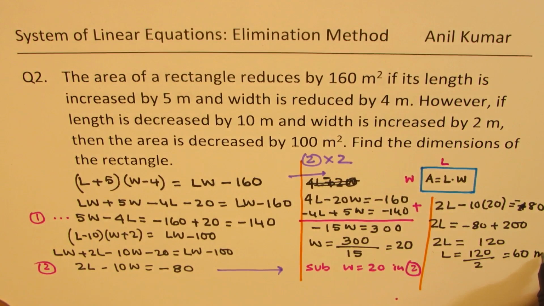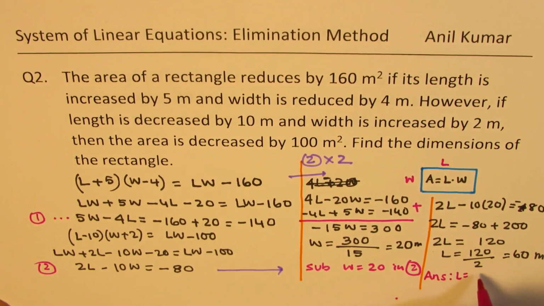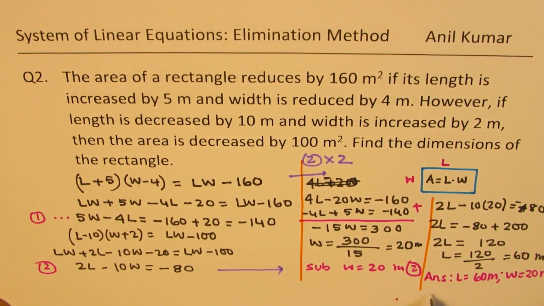The units are in meters, right? So we get our answer that length equals 60 meters and width equals 20 meters. Is that clear to you? So that is how we can actually solve such a question. So I hope the steps are absolutely clear.